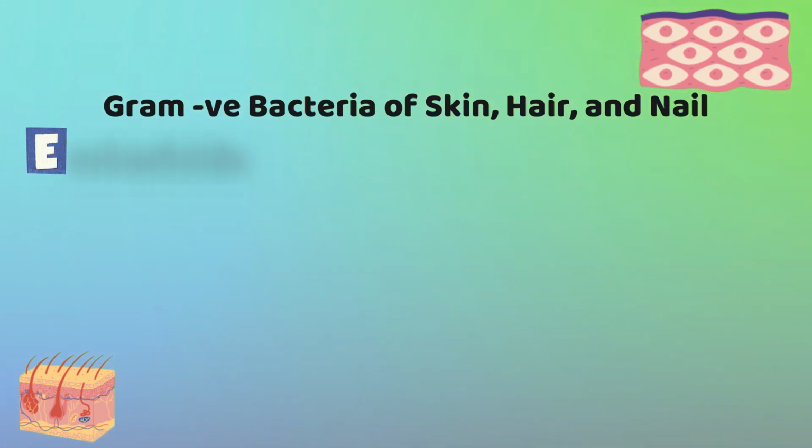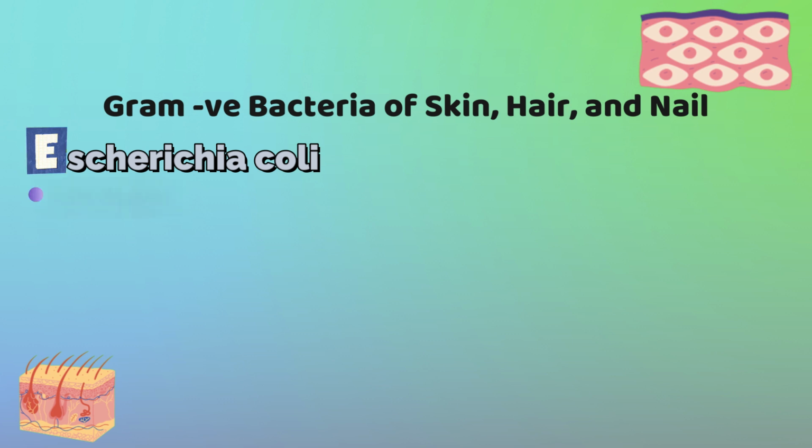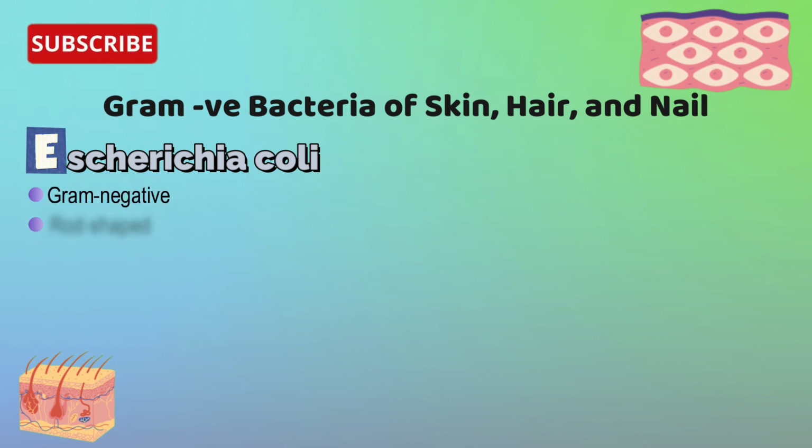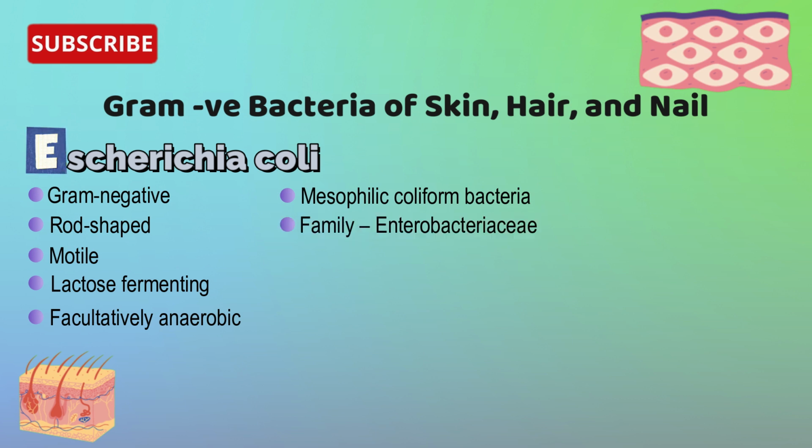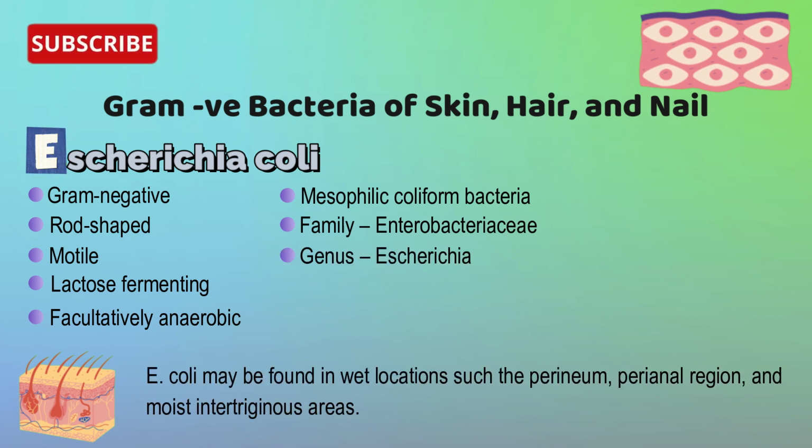Next is Escherichia coli, E. coli. It is gram-negative, rod-shaped, motile, lactose-fermenting, facultatively anaerobic, mesophilic coliform bacteria and belongs to the family Enterobacteriaceae and genus Escherichia. E. coli may be found in wet locations such as the perineum, perianal region, and moist intertriginous area.